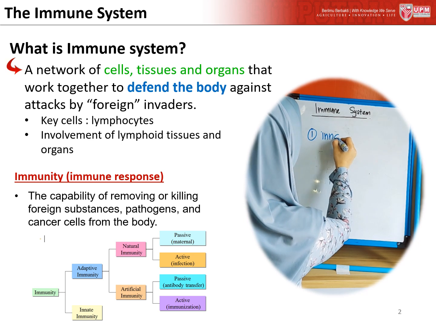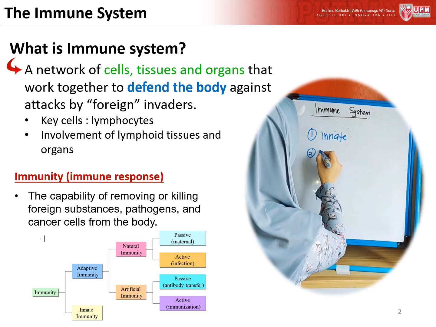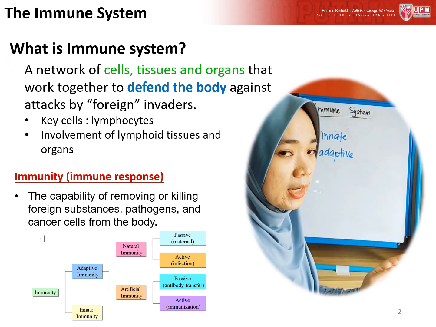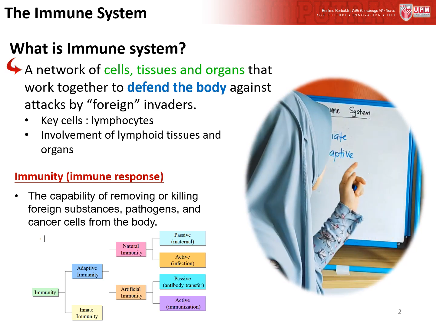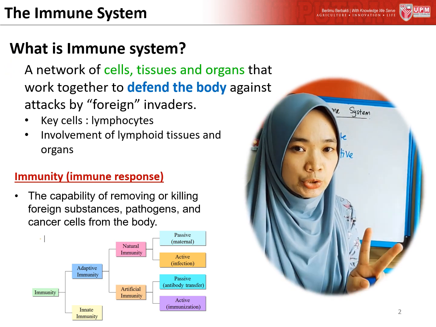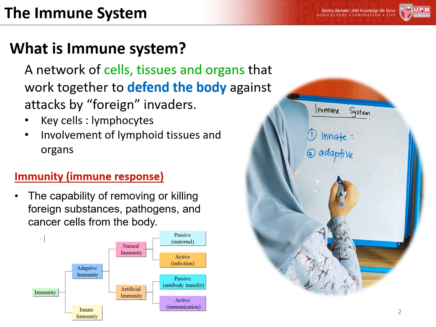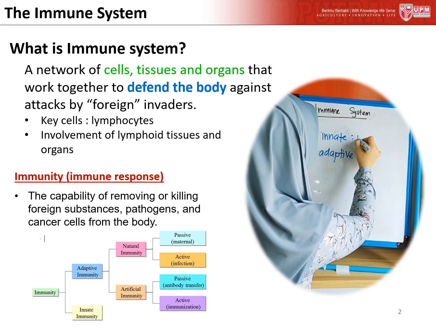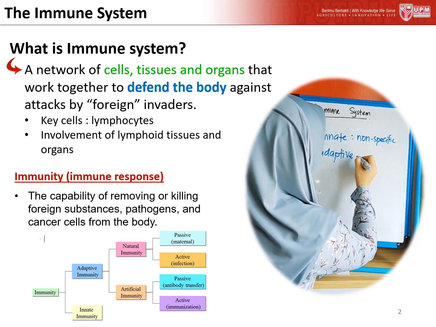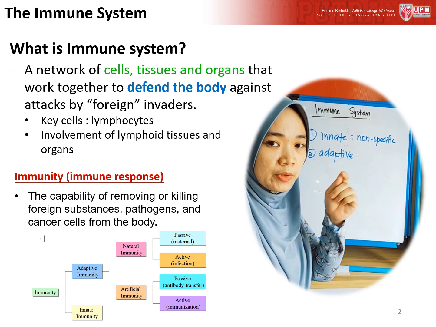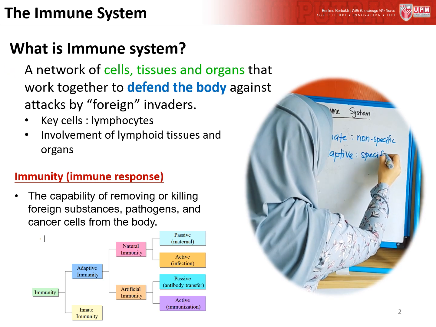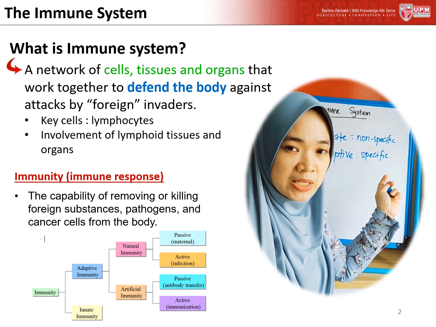We have two types of immunity under the immune system, which are innate immunity and adaptive immunity. Okay, innate immune response and adaptive immune response. What's the difference between these two? The innate immune response is non-specific, while the adaptive immune response is specific.